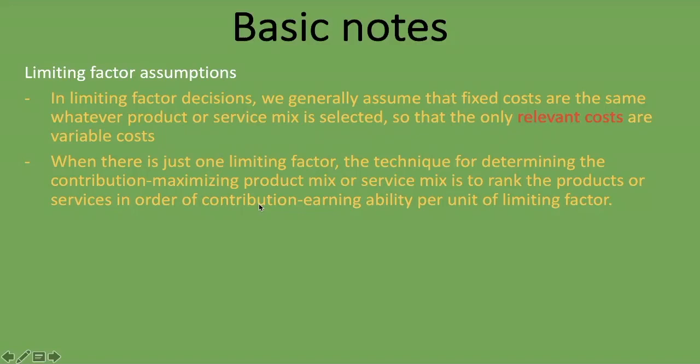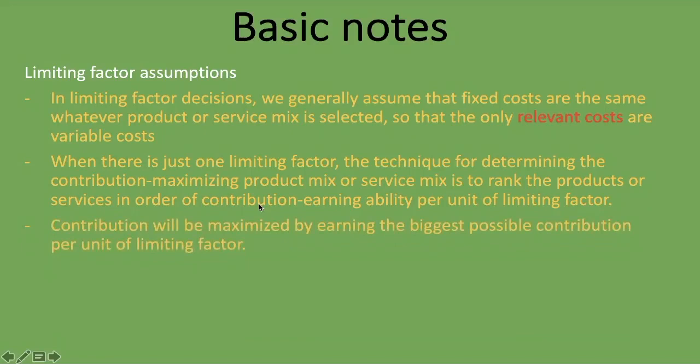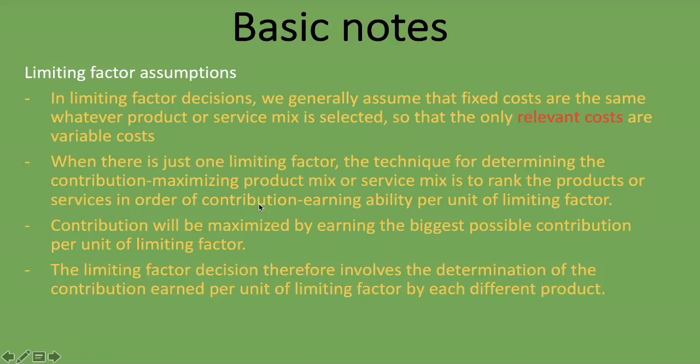So if you have a limiting factor, you want to see how much contribution your products provide per unit of limiting factor. Contribution will be maximized by earning the biggest possible contribution per unit of limiting factor. That is also very important. It ties up with what we've just said. The limiting factor decision therefore involves the determination of the contribution earned per unit of limiting factor by each different product.